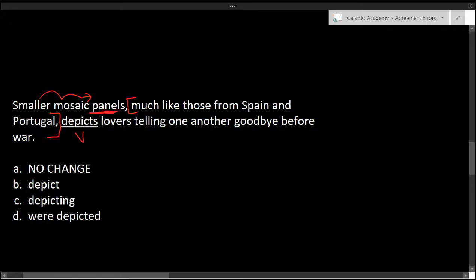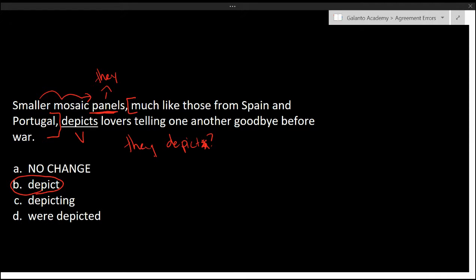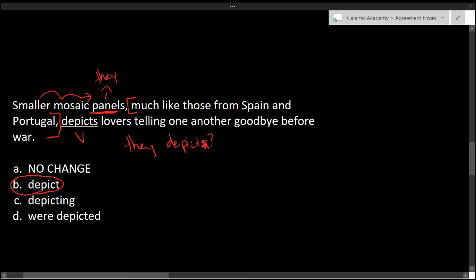We can see that doesn't agree. Panels is plural. So you would say, if we're trying to replace it with a pronoun that might make it easier, we could put they. Would we say they depicts? No, of course not. We'd say they depict. So depict would be our correct choice here. So again, we've practiced how we do not pay attention to that interrupter when we're trying to find our subject and our verb.